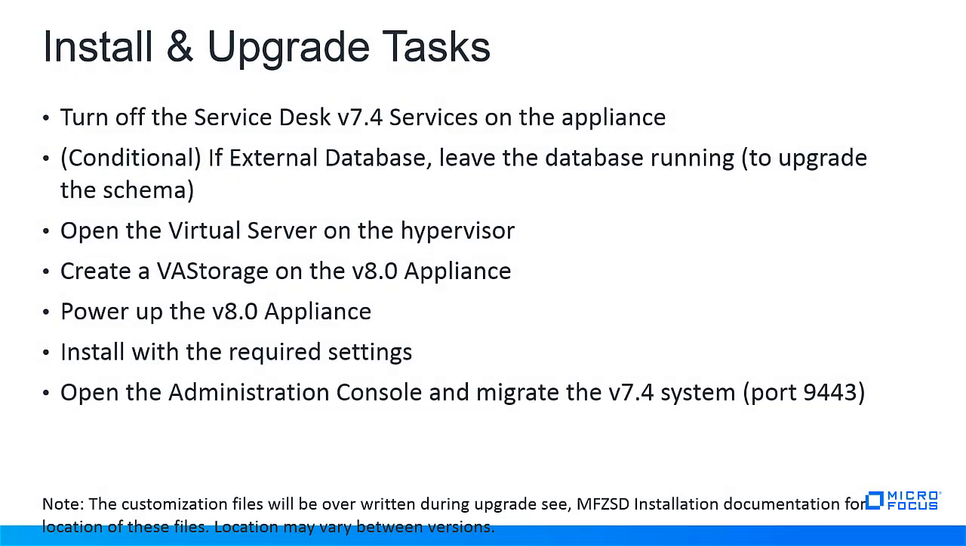Install and upgrade tasks would be to turn off the Service Desk version 7.4 services on the appliance. And if using an external database, leave the database running so that it upgrades the schema. Open the virtual server on the Hypervisor. That would be version 8.0. Create a VA storage on the version 8.0 appliance. Power up the version 8.0 appliance. Install with the required settings and using a temporary IP address.